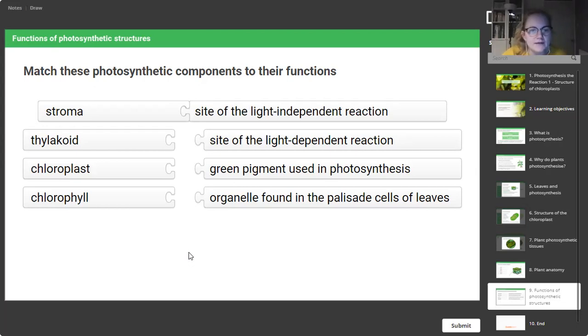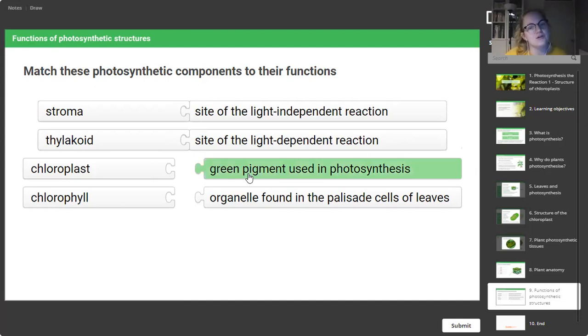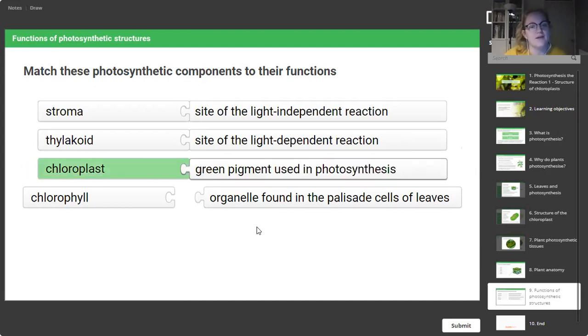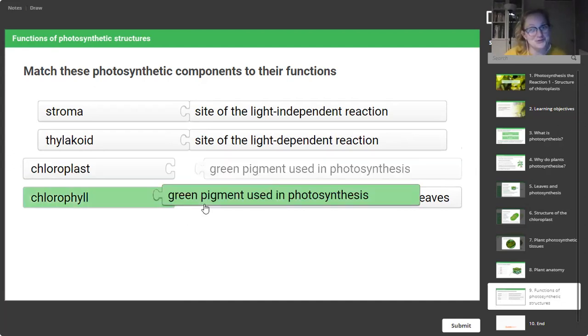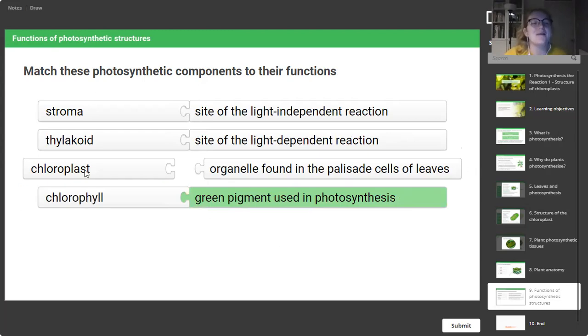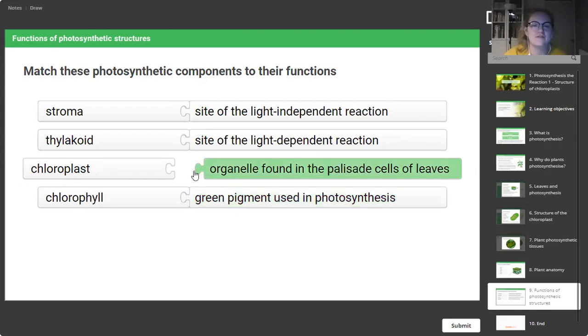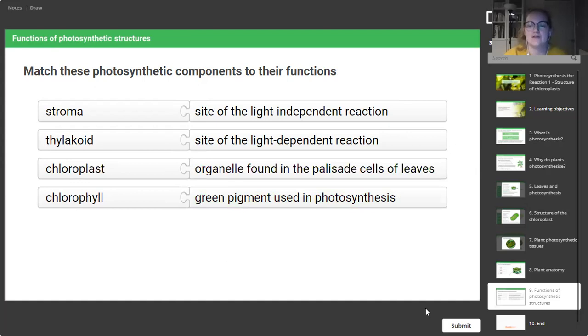The thylakoid is the site of the light-dependent reaction. So that's the part that needs the light. That's the first part of photosynthesis. Chlorophyll is a green pigment used in photosynthesis, and a chloroplast is the organelle that's found in palisade cells of leaves.